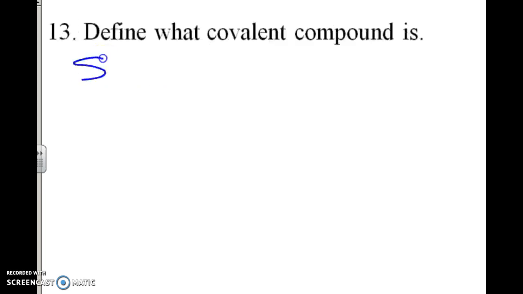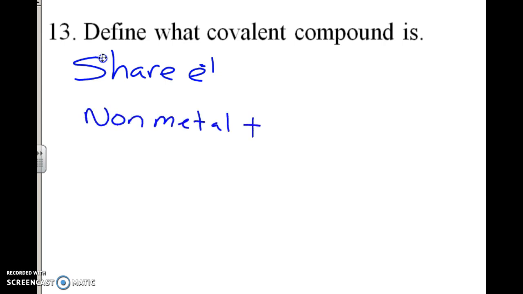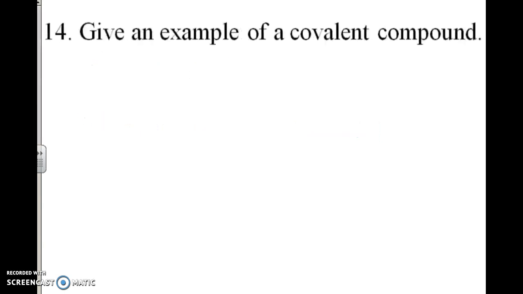Covalent compounds share electrons. Okay, they share electrons. Or it would be a nonmetal and another nonmetal. An example, carbon, which is a nonmetal, and oxygen, which is a nonmetal. Or nitrogen, which is a nonmetal, and oxygen, which is a nonmetal.